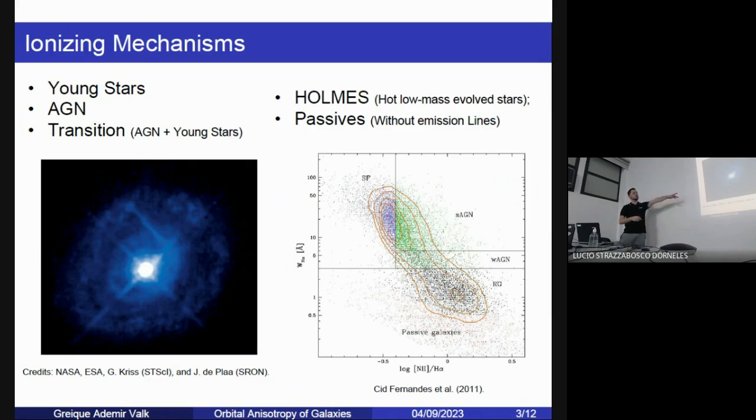In this figure here, we have an example of AGN galaxies. And in the right figure, we have an example of the diagnostic diagram that we use to identify the main ionizing source responsible for the ionization of the gas in the galaxy.